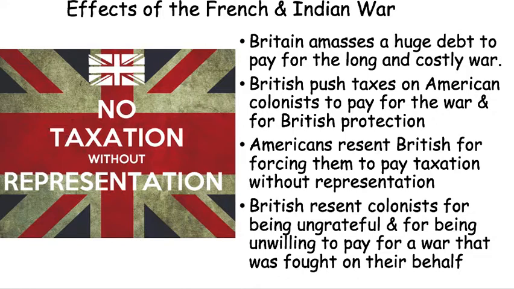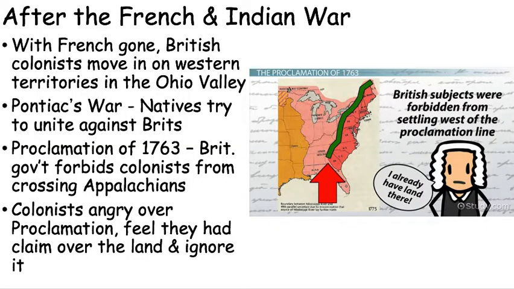Another thing that's going to lead to a rise in tensions between the British and the Americans is the Proclamation of 1763. The Proclamation of 1763 is a law that forbids the colonists from crossing west of the Appalachian Mountains. Remember that the Native Americans who were fighting against the British are still there. The French may have left, but the natives are still there. And a leader of the Huron by the name of Pontiac is starting to unite multiple tribes to fight together to resist the British.